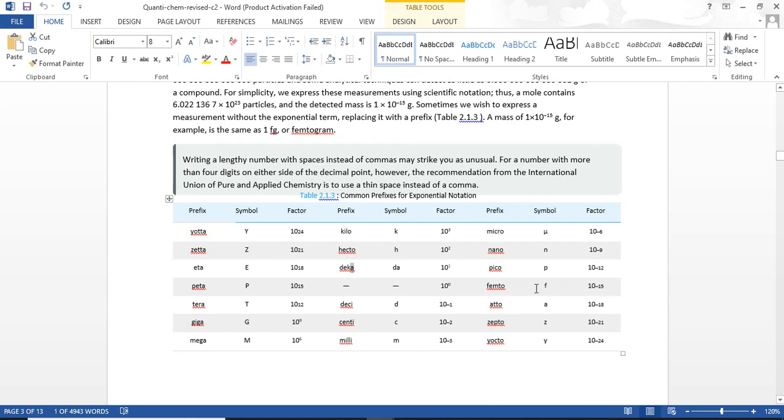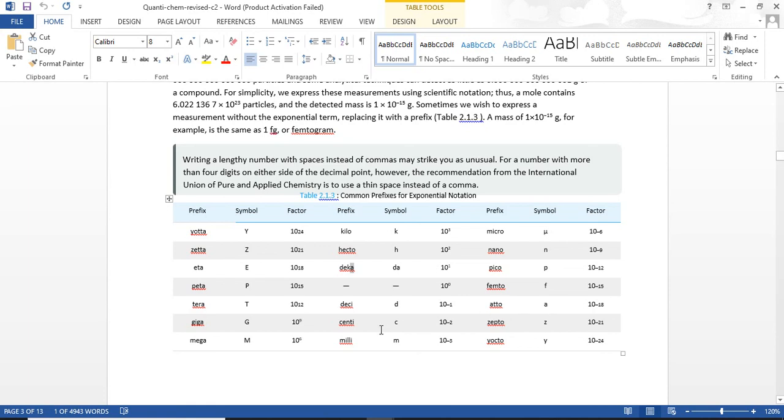For your nano, it is small letter n with 10 raised to negative 9. For your pico, it is small letter p, 10 raised to negative 12. Your femto, letter f, is 10 raised to negative 15. Your atto, it is small letter a. For your zepto, and for your yocto, the factors are 10 raised to negative 21 and 10 raised to negative 24.